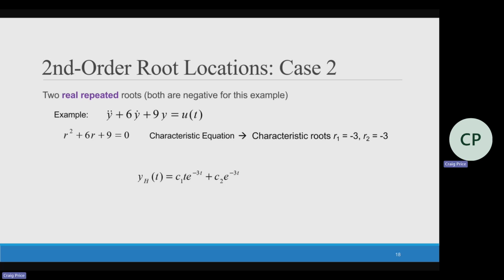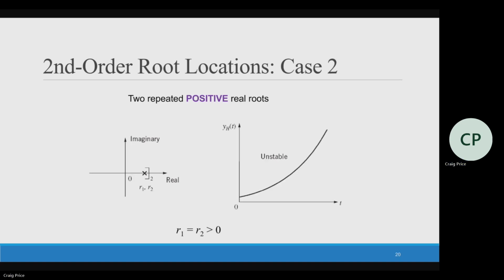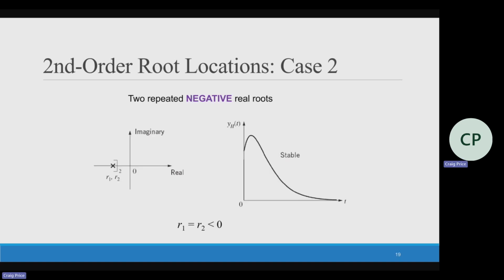Sorry, everyone. Two real repeated roots. We don't see this too often, but if I have the same root, so if R1 and R2 are both -3, that gives me something that looks like this. For repeated roots, I actually have a t in that equation. Based on those two repeated roots that are both negative, we will see kind of a bump here because time is a part of that equation, but it ultimately is stable as well. So again, negative roots, stable.